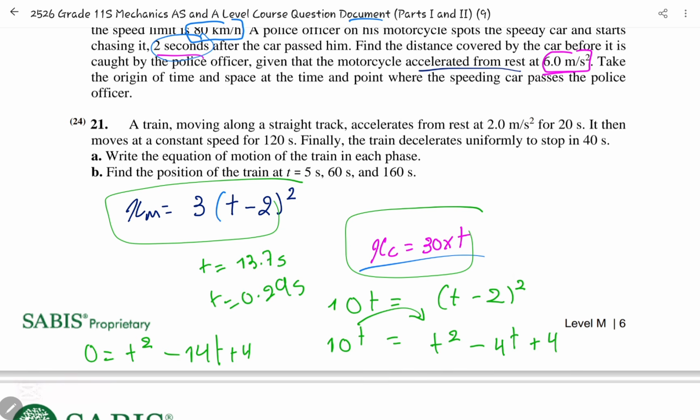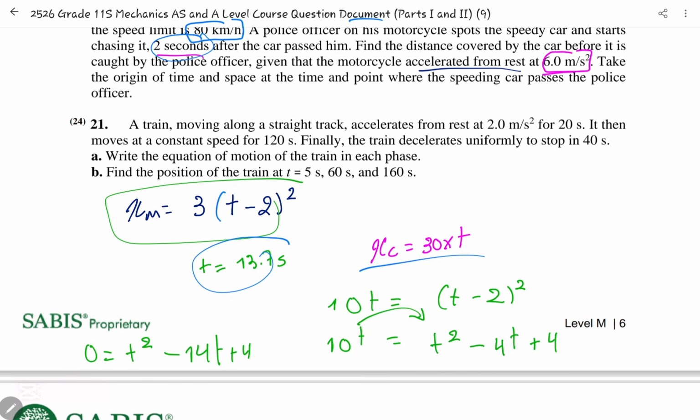But how is this possible if there's a 2-second delay? How do they meet at the 0.29 seconds? Yes, actually they do meet. They do come at the same time. They're both at the same position, but then the car continues on. When it passes the motorcycle, there's a point where they're at the same position. So it passes the motorcycle, and then later the motorcycle will catch up to it, so this is not what we're looking for. We're looking for the time when the motorcycle catches up with it, which is the 13.7 seconds.